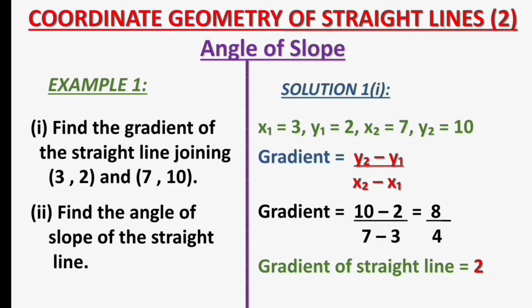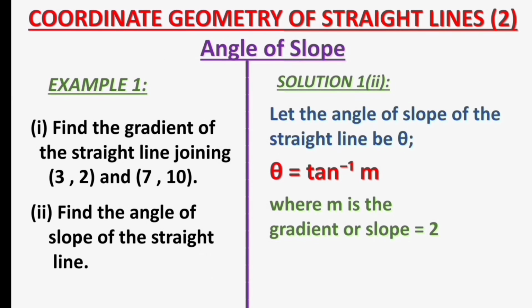Next, let's see the solution to question 1, Roman figure 2. Can you still remember the formula for the angle of slope of a straight line? Let's see if you can. The angle of slope of a straight line theta is equal to the tangent inverse of m, where m is the gradient or slope. I hope you got that right.